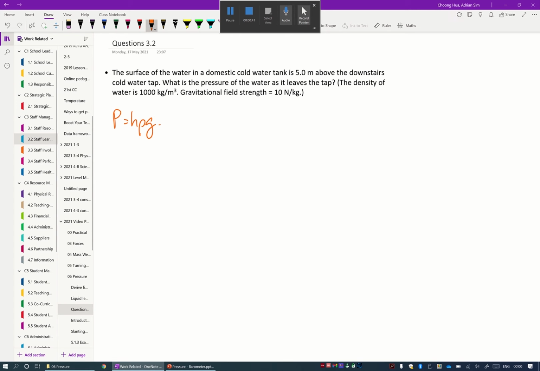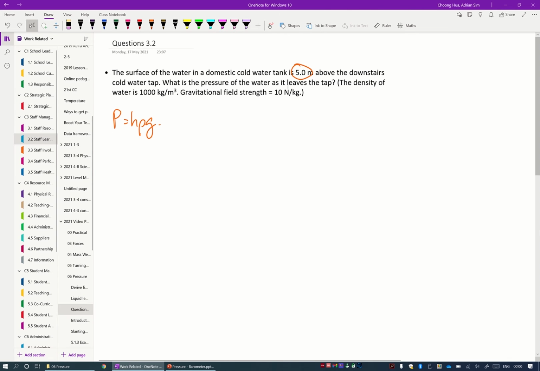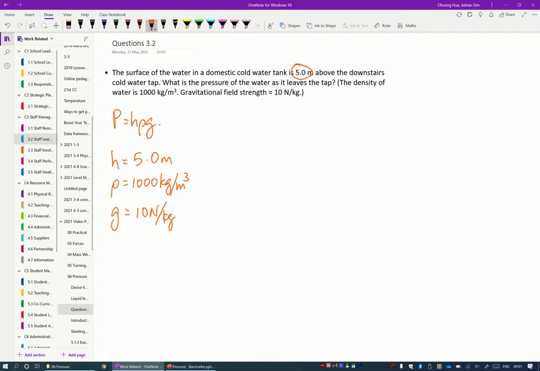So in this problem here, we are given that the surface of the water in the domestic cold water tank is 5 meters above the downstairs cold water tap. So there's a height difference of 5 meters. So your height will be 5 meters. And you're given that the density of water is 1000 kilogram per meter cube. And your gravitational field strength is 10 Newton per kilogram. So what is the pressure of water as it leaves the tap?